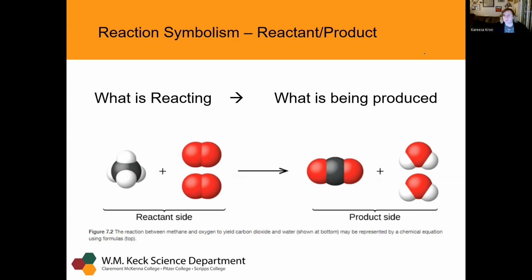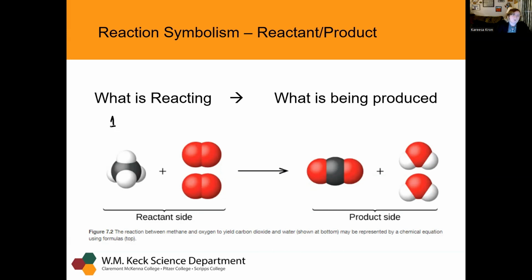And so the first two language tools that we use is that we talk about there being a reactant and a product side of the chemical reactions. The reactant side is the compounds or elements that are reacting to produce the products. So if you're ever uncertain which is which, just think about what is reacting in my system and what is being produced.